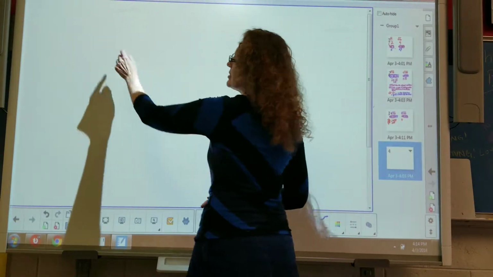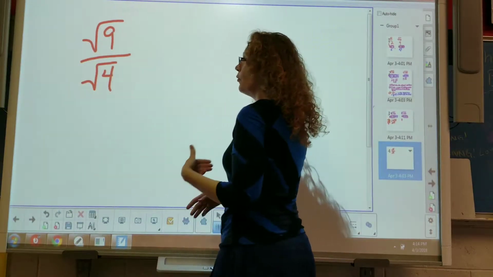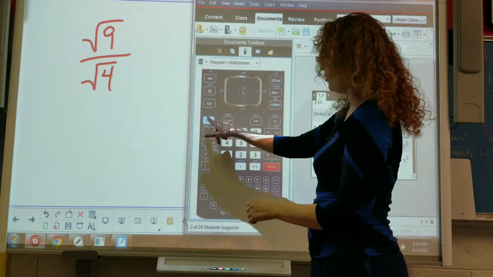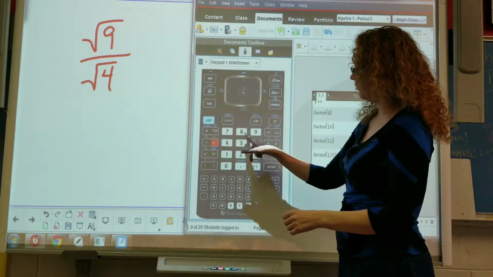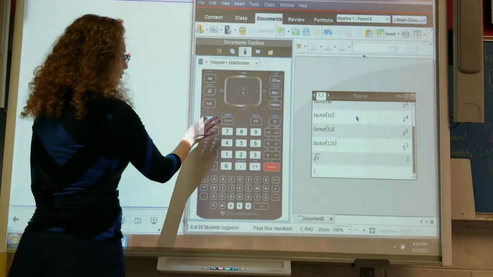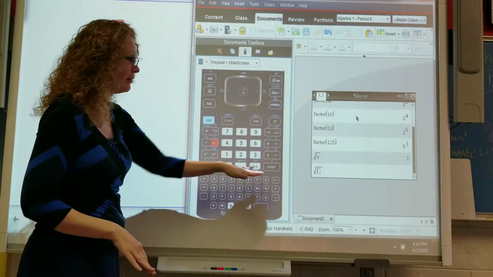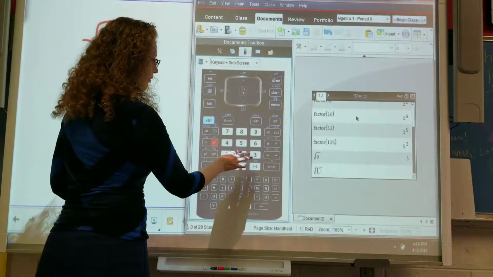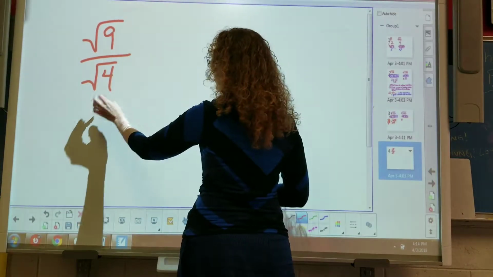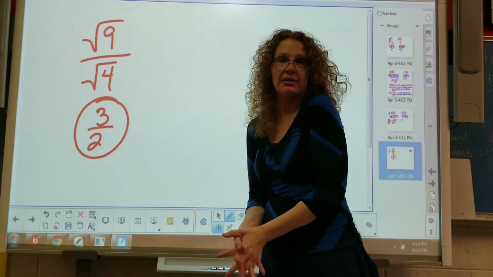So let's just say I had the square root of 9 divided by the square root of 4. Well, you can put this into your calculator. Again, if you need to, you can do control square root 9 and hit enter, and it gives you 3. You can do control square root above the x squared. They are inverse operations. Your calculator is full of inverse. Square root of 4, hit enter, and it's 2. So square root of 9 is 3. Square root of 4 is 2. That's your answer. That's it.